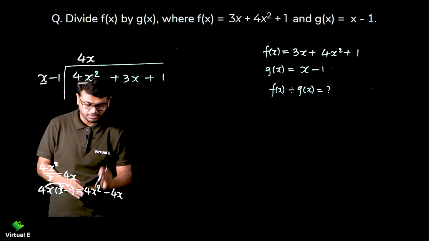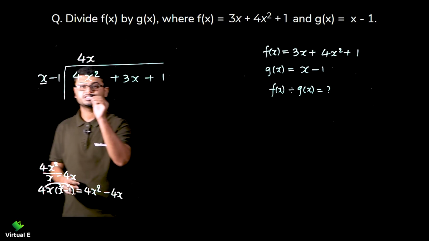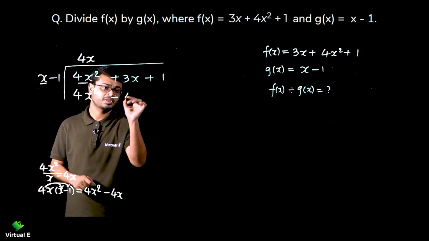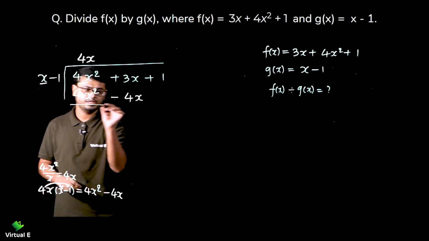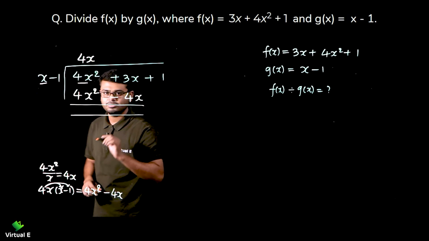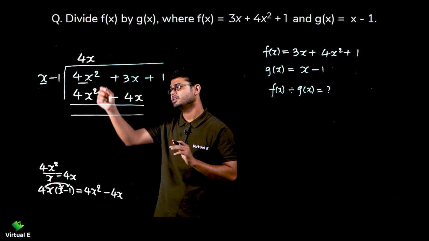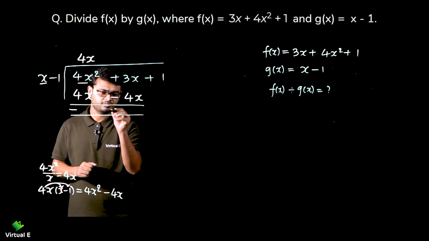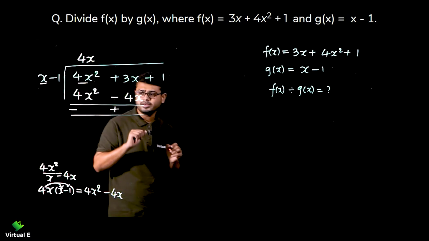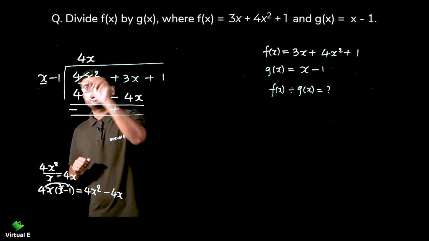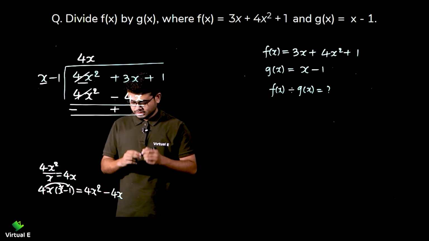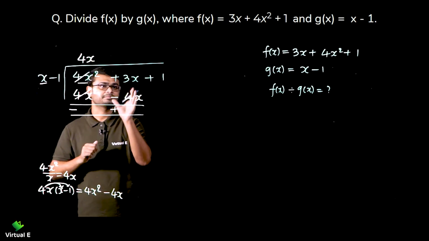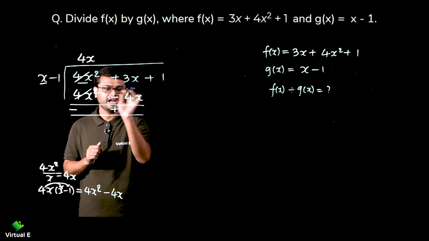Remember, x squared below x squared and x below x. So let's write 4x squared minus 4x. Now here we are supposed to subtract. When we subtract, we are going to change the sign. This positive will become negative and this negative will become positive. Remember, right? So 4x squared and minus 4x squared will be gone, and what we will get here is, see, a very interesting case to be discussed: plus 3x and minus 4x.